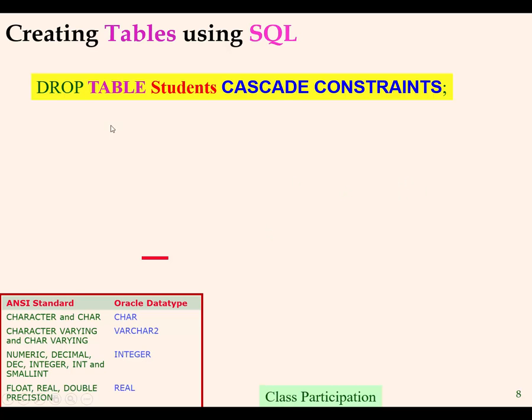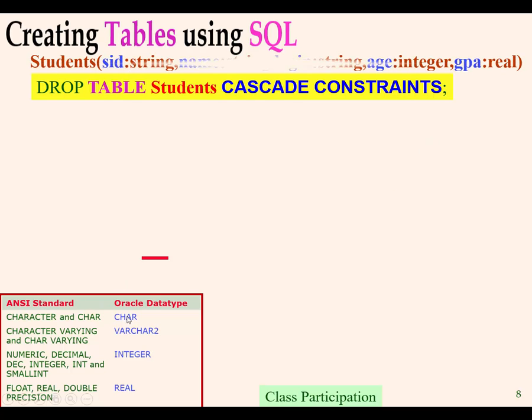Okay, first command, drop table. There are keywords. This is your table. And again, if this table has children, you can execute these keywords, cascade constraints. So I'm mentioning here the Oracle built-in data types. So you have char, varchar2, integer, real. Also, there's a date and some other built-in data types.